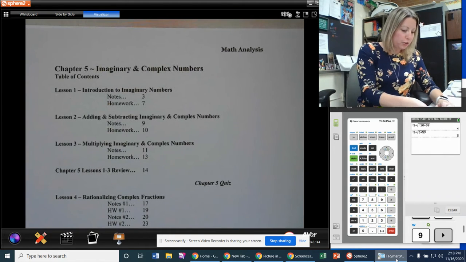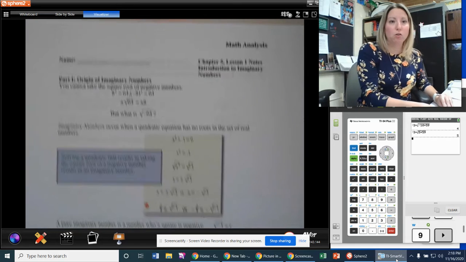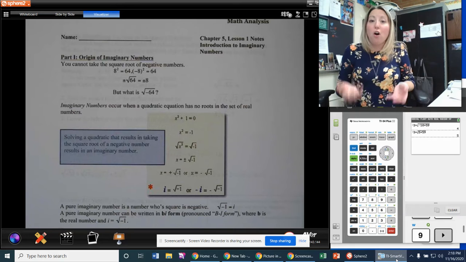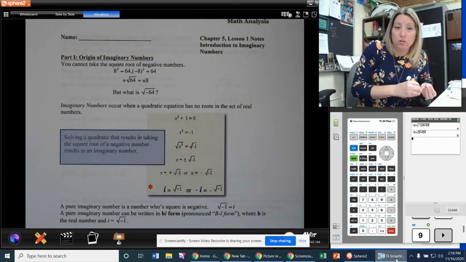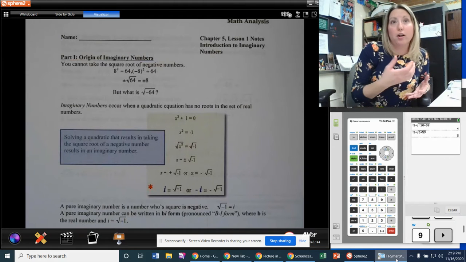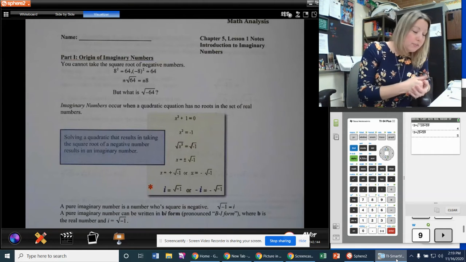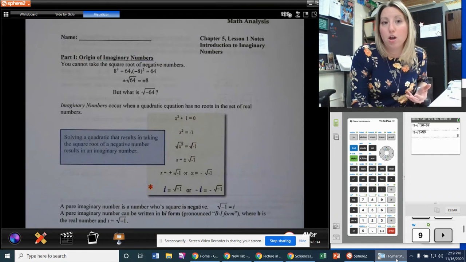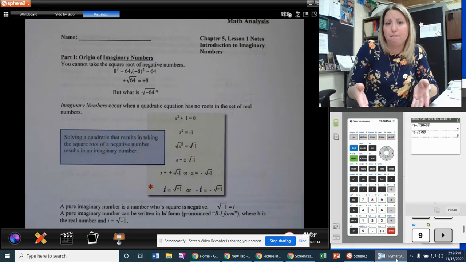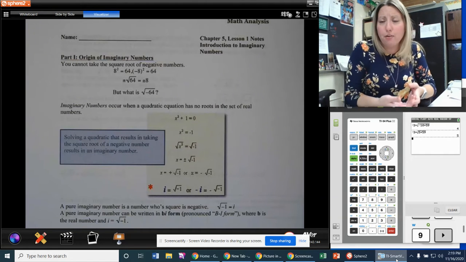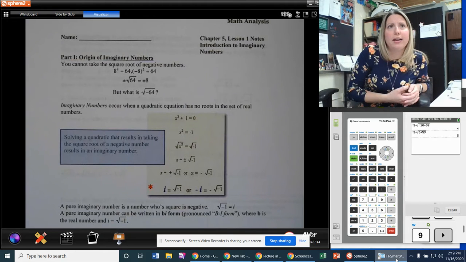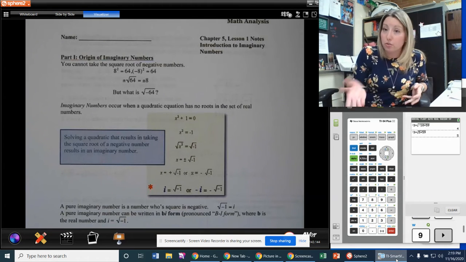So let's first start by talking about where we got imaginary numbers from. Again, they were thought of before they were found. So it's something along the lines of thinking about, well, 8 squared is 64 and negative 8 squared is 64. So I know what the square root of 64 is. It's either plus 8 or negative 8. But what if I have negative 64 under the radical? And you think about that and you think, well, I can't take the square root of a negative number. And you're right, you can't.